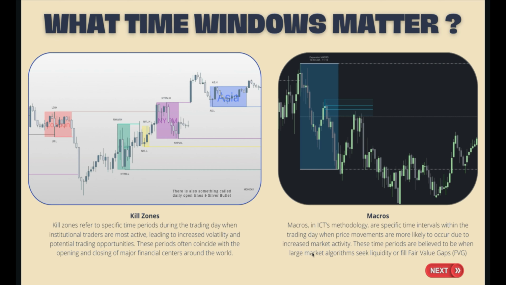Again, it just depends on what your strategy says, what your backtesting data tells you, okay? Because maybe your strategy might not work really well in these kill zones or macros. It might work outside of these time zones, okay? So just remember to backtest, which is the most important part. But if you do want to use a specific time frame to trade, then definitely pay close attention to this portion. So kill zones. Kill zones refer to specific time periods during the trading day when institutional traders are most active, leading to increased volatility and potential trading opportunities.